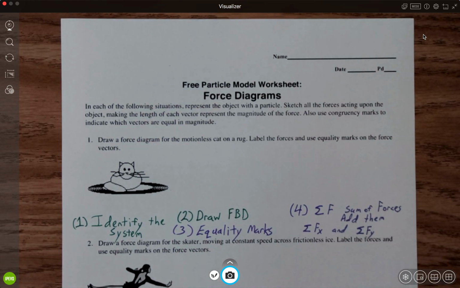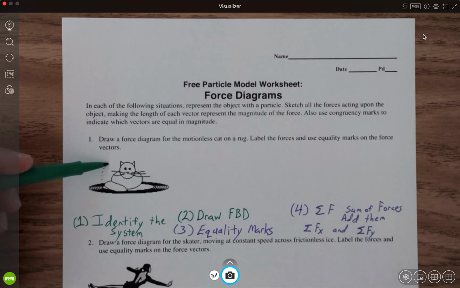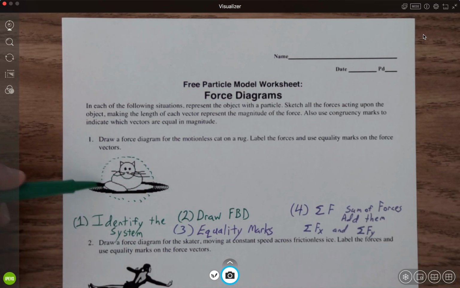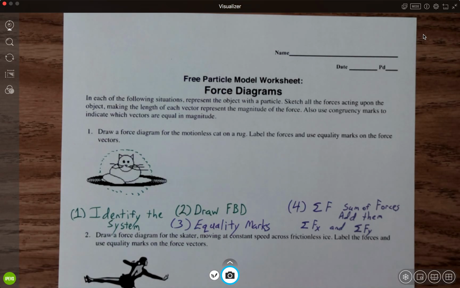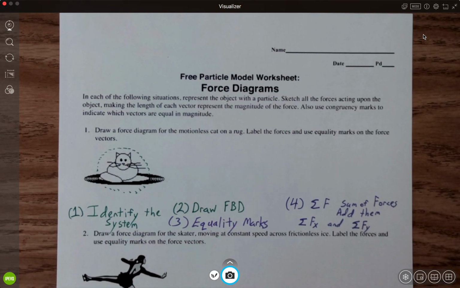So what I mean by 1. Identify the system is we're going to identify the system by putting these dash marks all around the object of interest, so that way we're encapsulating everything that the system is involving. So this cat is part of the system. There's the surface that the cat is on, and it's in this gravitational field of Earth. So we have the system.